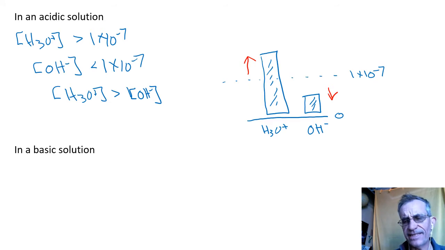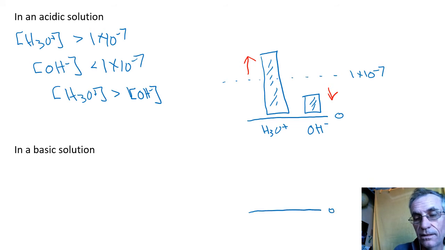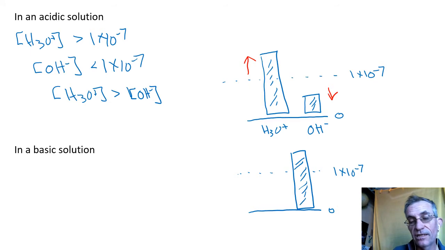All right, now what if you have something that's basic? Now remember, bases give you extra OH. They give you extra hydroxide. So if I was to do the same idea for basic, let's start off with our bar graph. Things are out of balance, but they're out of balance the other way. If we make this our 10 to the minus 7 line, OH grows when you have a base. OH goes up. Bases give you more OH than what you find in neutral water.